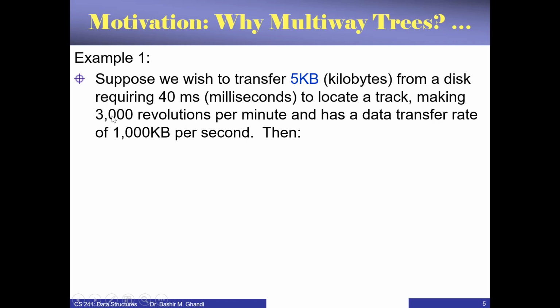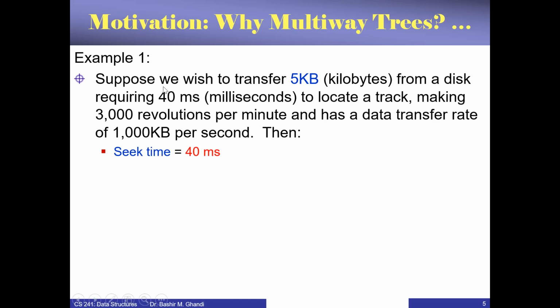Some disks actually spin faster than others. So this particular disk we are talking about makes 3,000 cycles in 1 minute. It also has a transfer rate of 1,000 kilobytes per second. The question is, what is the access time that is needed to transfer this 5 kilobytes? Okay, so let's try to calculate it.